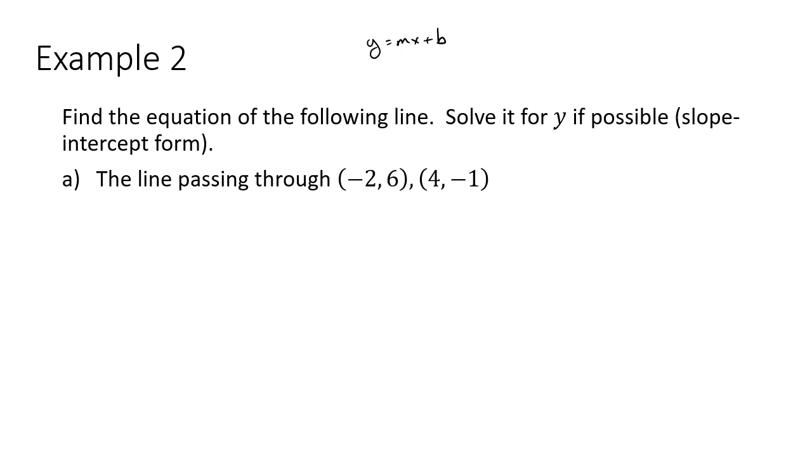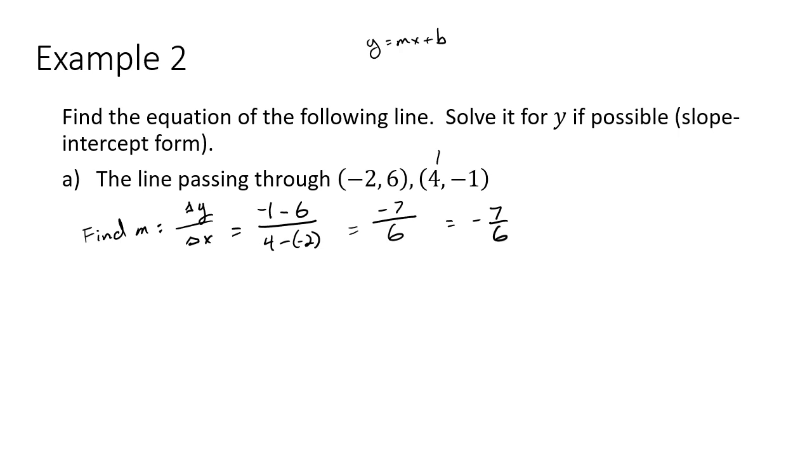And it involves 2 steps. Step 1 is to find m, the slope. And that's going to be exactly the same as example 1. Do rise over run, change in y over change in x. So for the change in y, if I use the second point first up in the subtraction, it would be -1 minus 6. And then for x's, it would be 4 minus -2. So that would give us -7 over 4 plus 2, or 6, which is just -7/6.